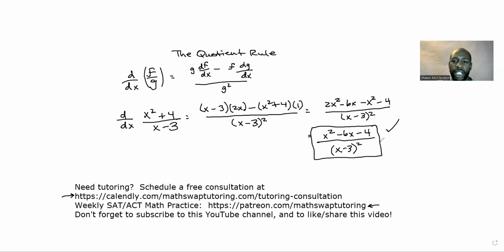So this is fine. I think the book that I got this problem out of actually expanded this at the bottom, but I don't really think that's necessary. It's just not necessary. All right, so let's keep on going. Let's do another example.